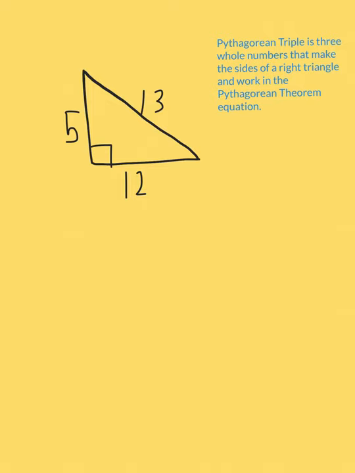Okay, here's another example of a triangle that is right. And again, I know it's right because of this symbol right here. This square in the corner tells me it's a right triangle. The legs are 12 and 5, and the length of the hypotenuse is 13. So I'm going to write down this information and organize it, so I can say that A equals 5, B equals 12, and C equals 13.